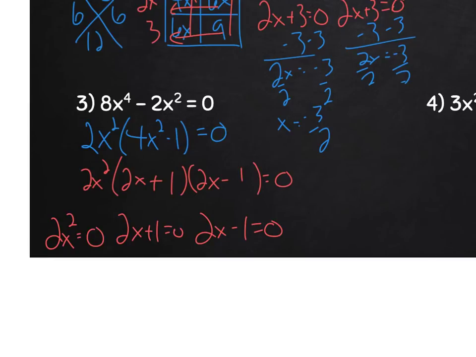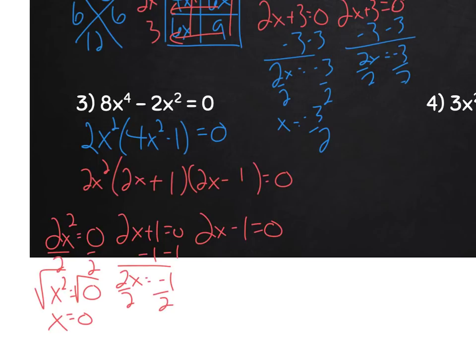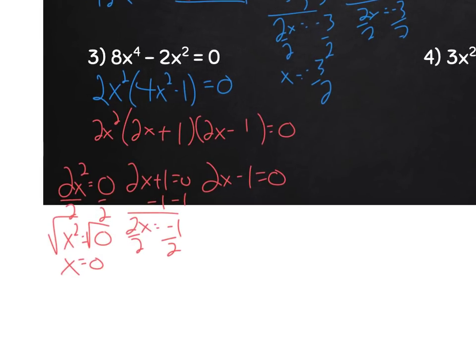Okay, so then divide by 2 on this one, and you get x squared equals 0. And then we solve by taking the square root. That's how we get rid of x squareds. And we get x equals 0 for that one. So here we subtract 1. And you get 2x equals negative 1. Divide by 2. And x equals negative 1/2.